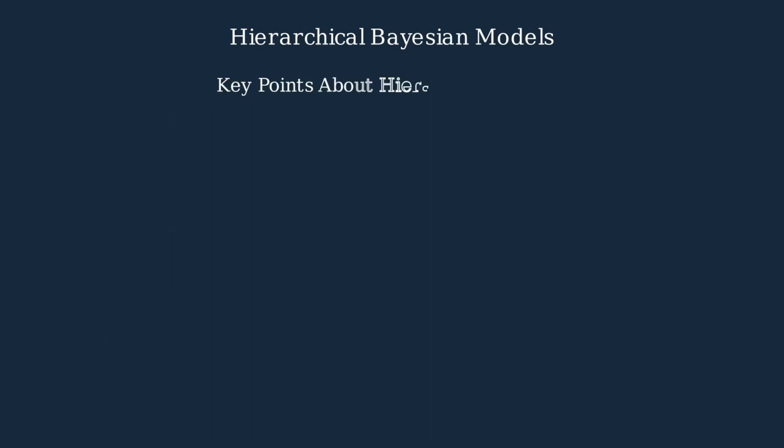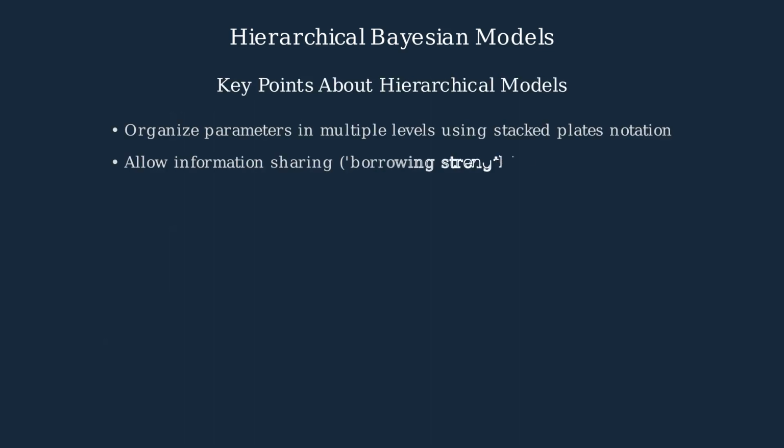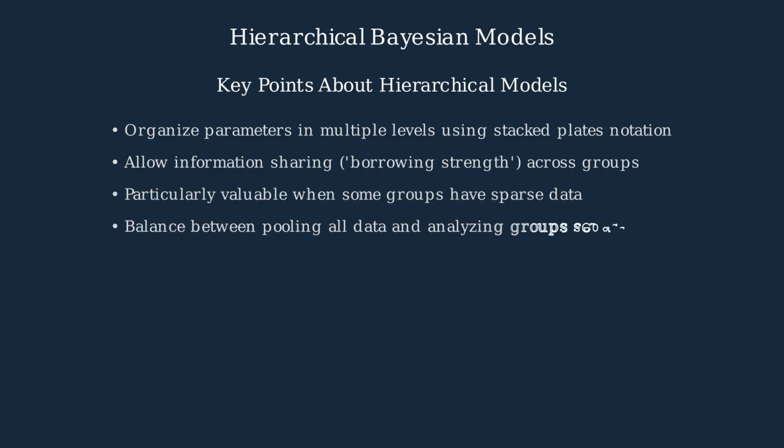To summarize, hierarchical Bayesian models organize parameters in multiple levels using stacked plates notation. They allow information sharing or borrowing strength across groups, which is particularly valuable when some groups have sparse data. These models strike an optimal balance between pooling all data together and analyzing each group completely separately.